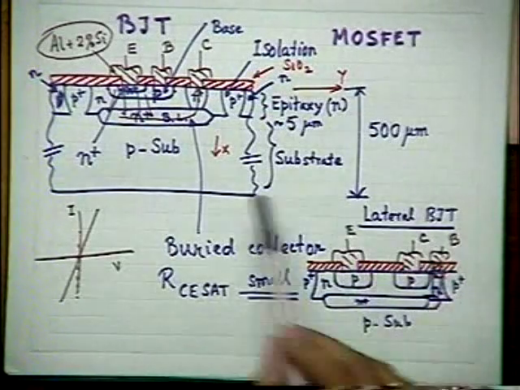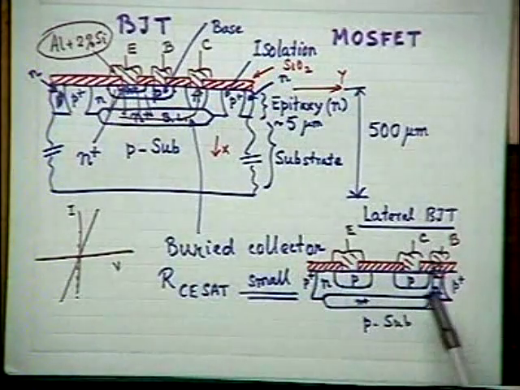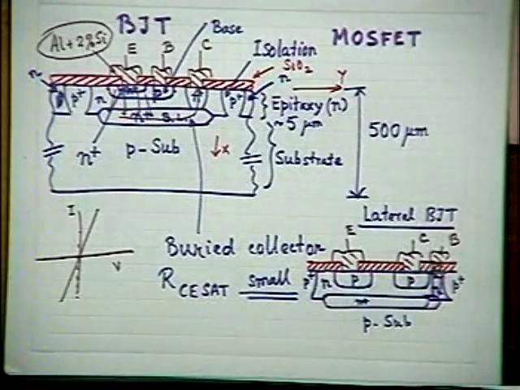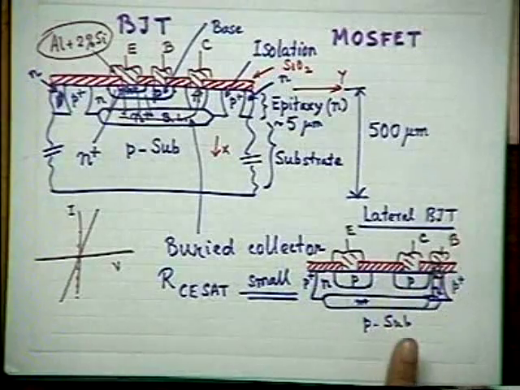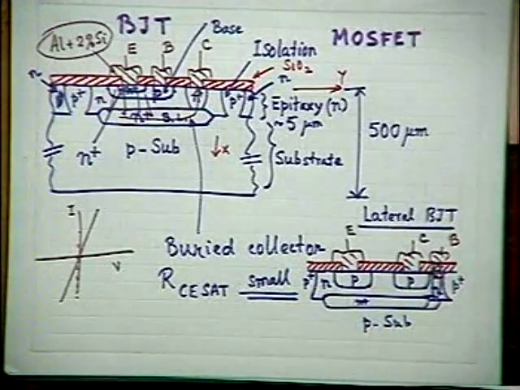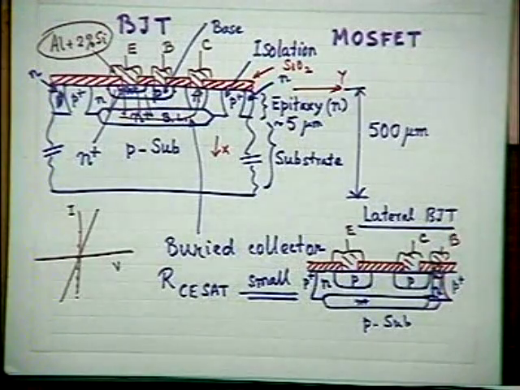What is your guess about the performance of the two transistors? Can anyone of you tell? How will the performance of the vertical BJT shown here and the lateral PNP transistor shown here differ? Which one will be superior in performance? Vertical. The gain will be much higher.